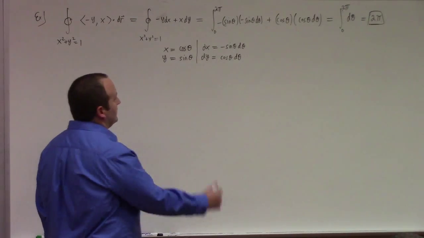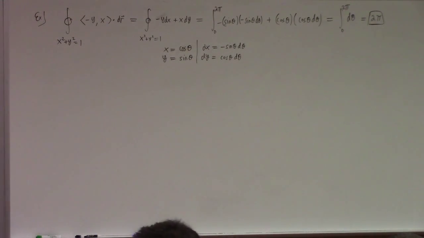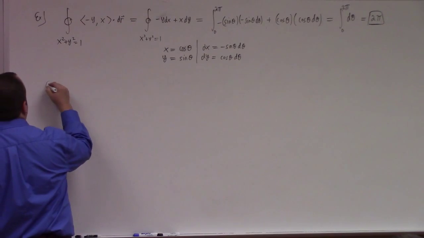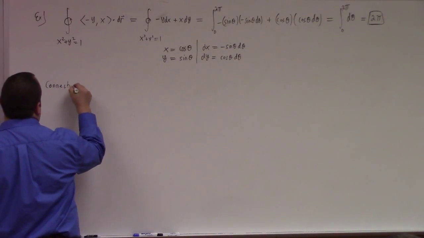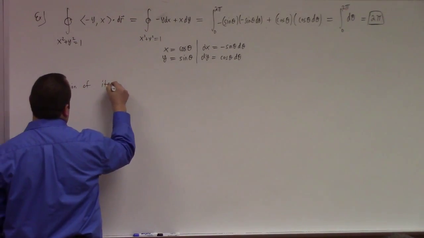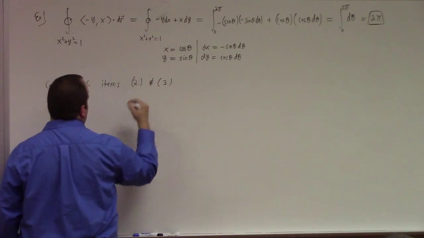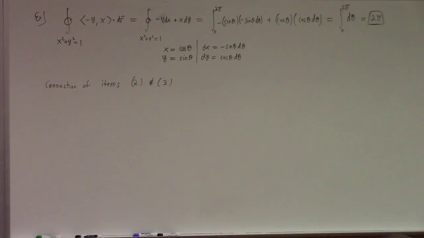There was a point to this. Oh, could this be a conservative vector field? Why is path independent interchangeable with integral around a loop is 0? Let's look at that for a second. So connection, let's say connection of items 2 and 3. Sorry, I'm trying to break up the monotony of just showing you examples with actual theoretical tidbits.